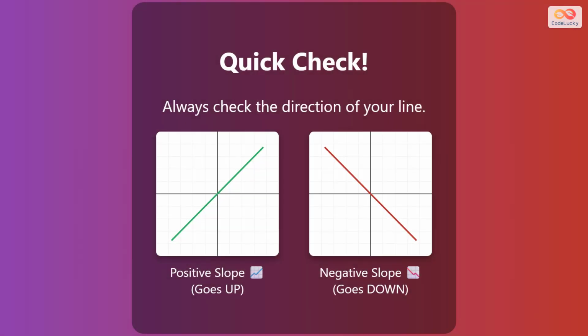A great way to check your work is to look at the slope sign. If the slope is positive, your line should go up from left to right, like climbing a hill. If the slope is negative, it should go down, like sliding down a hill. Always do this quick visual check to ensure your graph is correct.